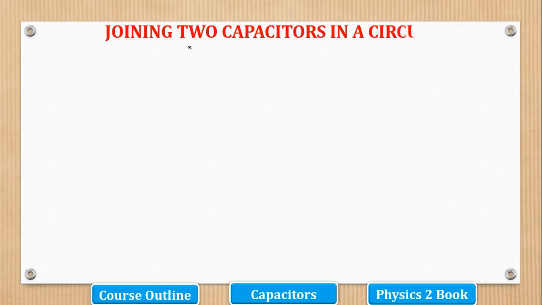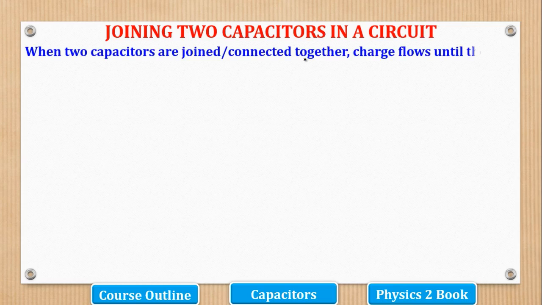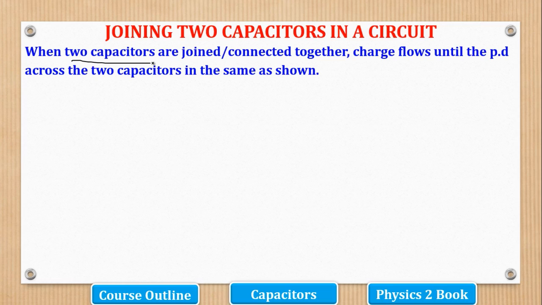So now we shall start our topic, joining 2 capacitors in a circuit. When 2 capacitors are joined together, charge flows until the PD across the 2 capacitors is the same. So charge will flow until the PD is the same.